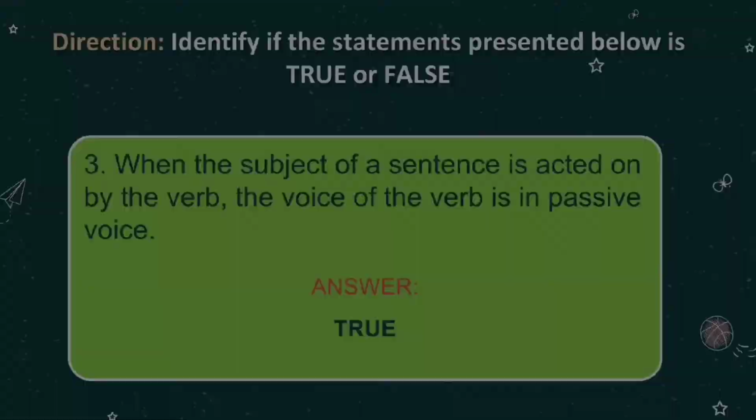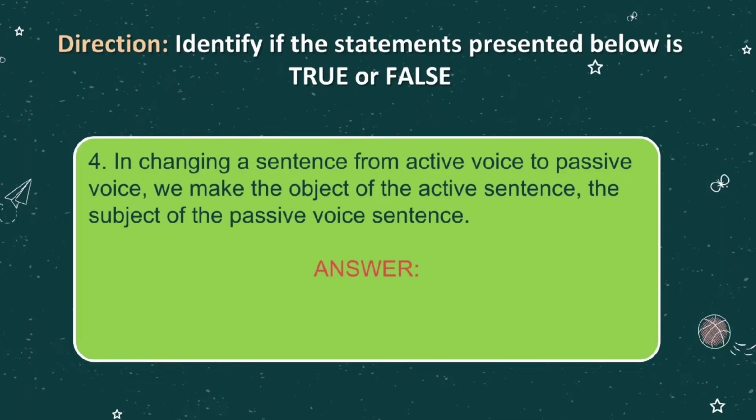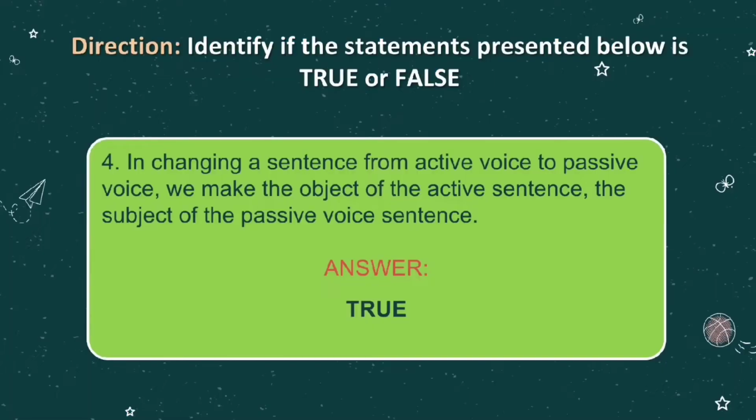Correct. For number 4, in changing a sentence from active voice to passive voice, we make the object of the active sentence the subject of the passive voice sentence. So what's the answer, students? Is it true? Correct.